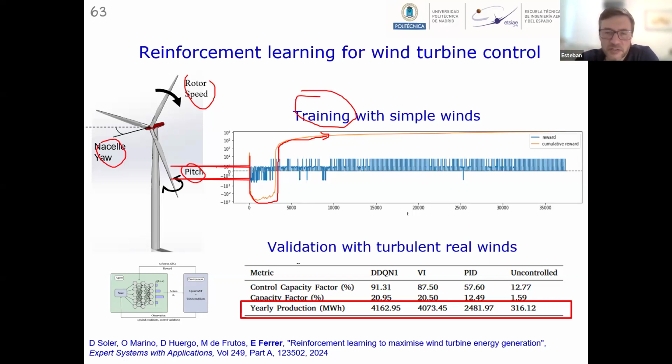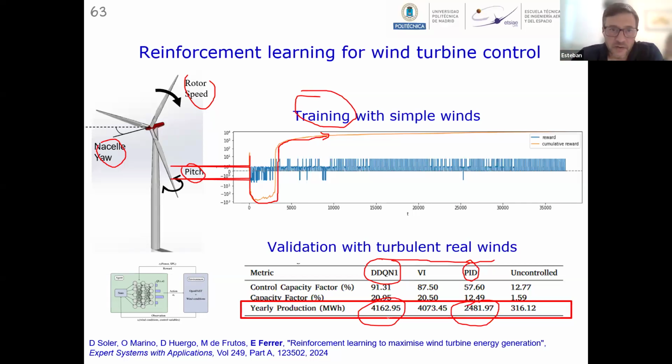This is in training, which we typically do with simple winds. They might be constant winds with different angles, different velocities, but it learned what to do for simple winds. And then when we validate, when we do the deployment, we throw some turbulent real winds at it. And then we check what happens if we were to use a PID controller, a classic PID, or we try different algorithms for RL. We use a DQN algorithm, and then what we see is that we can extract much more energy than with simple PID methods.